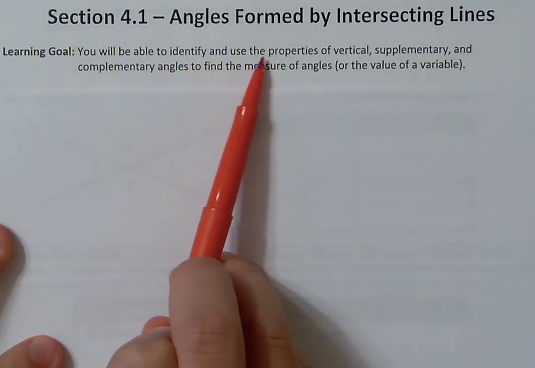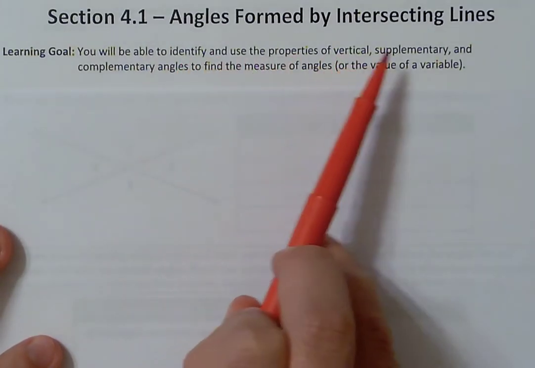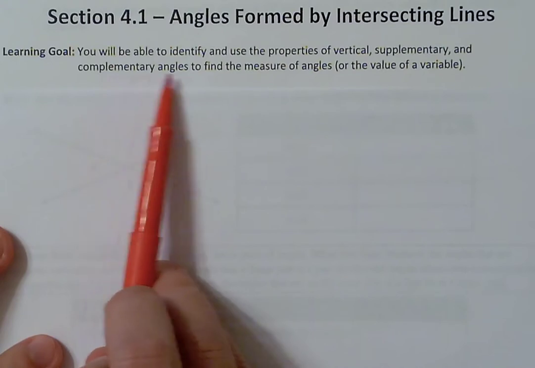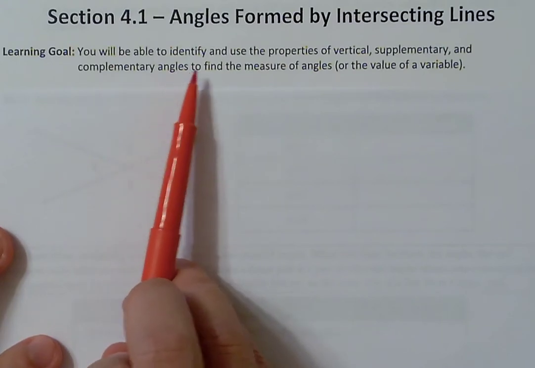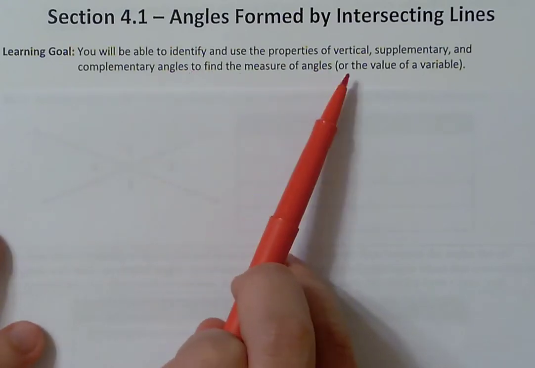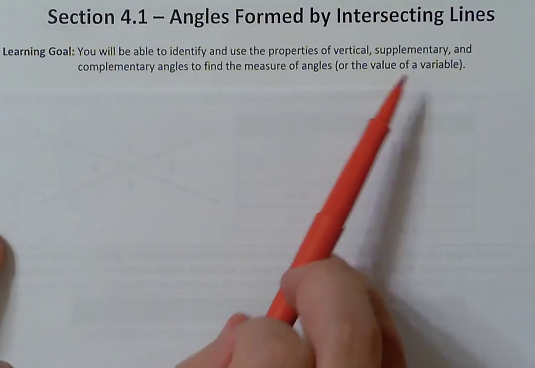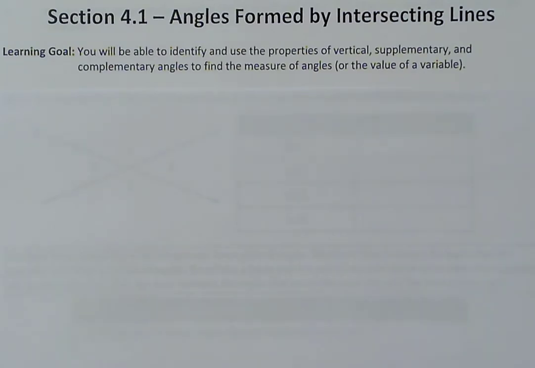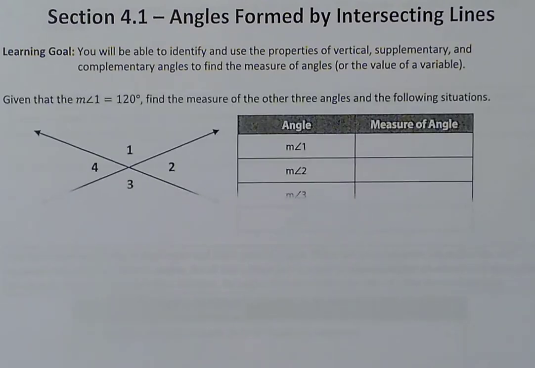For today, we have one learning goal: you will be able to identify and use the properties of vertical, supplementary, and complementary angles to find the measure of angles, or the value of a variable. So we're going to go through and talk about what vertical angles, supplementary, and complementary angles are. So with that said, let's go ahead and get started.